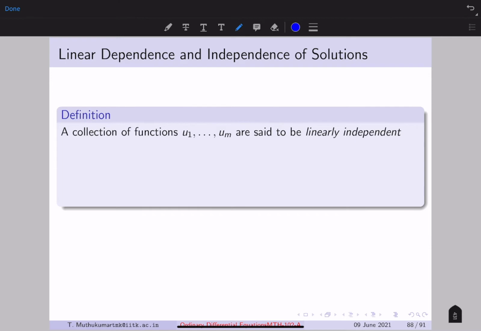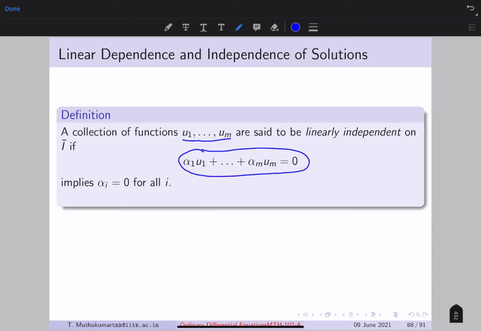Now suppose I have a collection of m functions. We say they are linearly independent, and it's the same definition that you already know from linear algebra, if whenever the linear combination being 0 implies that all the scalars must be 0. It's the same definition that you have seen for a linearly independent set in R^n, or in Euclidean space.